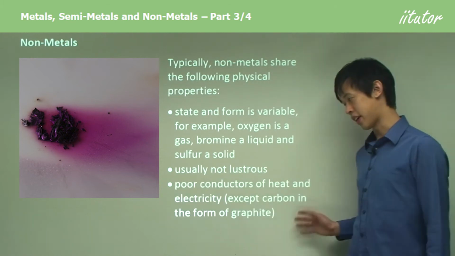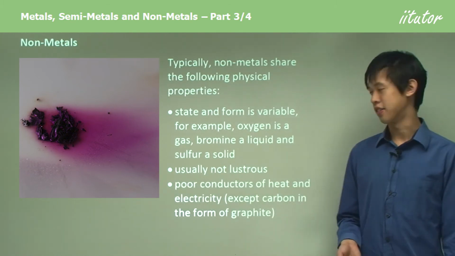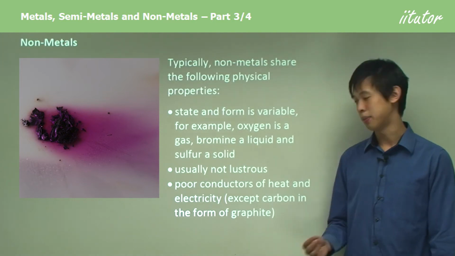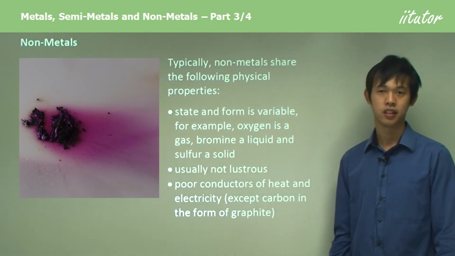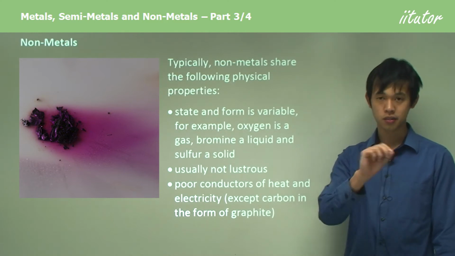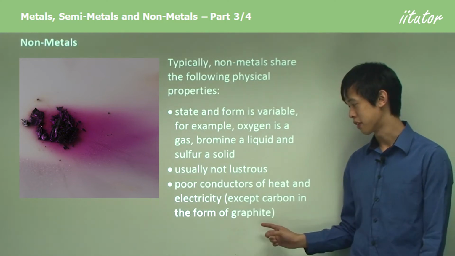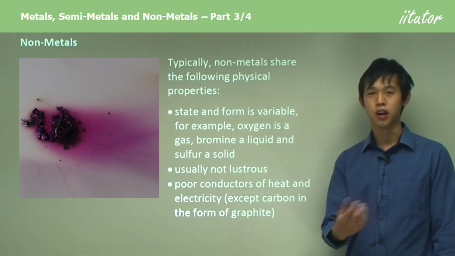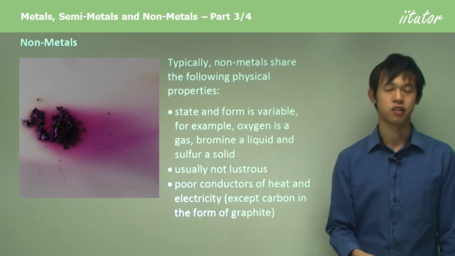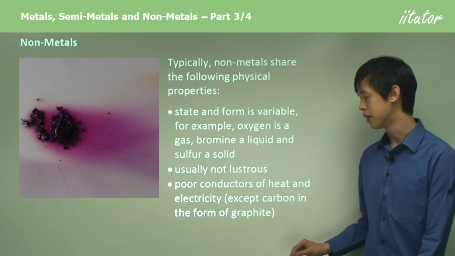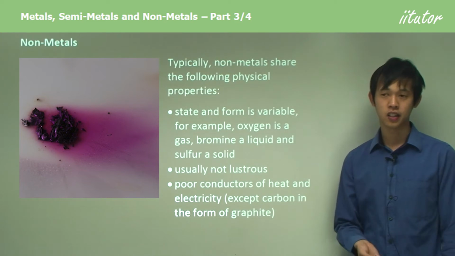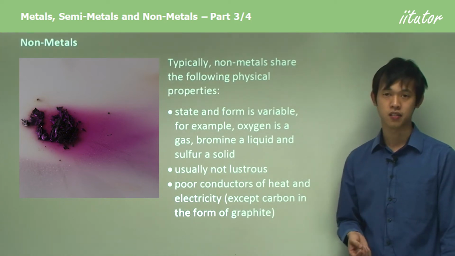Now this is probably the key one. They're really poor conductors of heat and electricity, with the exception of carbon in the form of graphite. The graphite in your pencil is probably the only exception to this rule. It happens to be a nonmetal, but it also conducts electricity really well. So it's just an exception. But in general, nonmetals are poor conductors of heat and electricity.